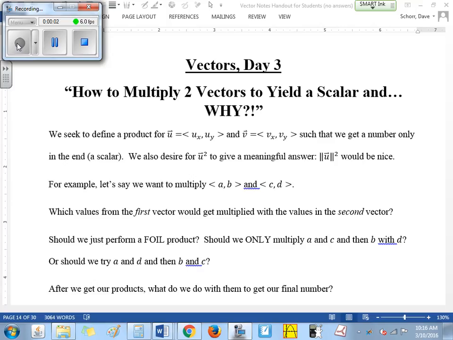Okay, so on day one, we learned to draw vectors. We learned to define what a vector is with a few real-life examples. We also learned how to measure how long they are. You just use the Pythagorean theorem. We learned how to find the direction, so we use arctan for that.